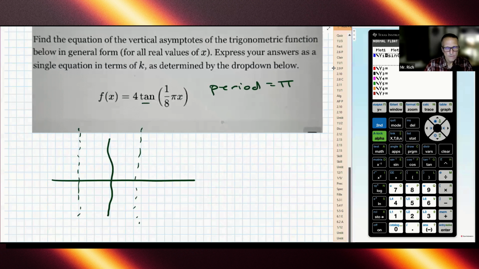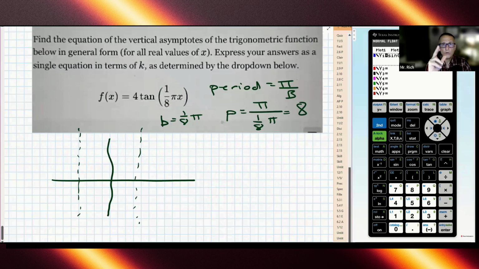The period for tangent, as you probably know from your class, is pi, not 2 pi. So if it's been transformed because you have a coefficient in front of the x, your b right here is 1 over 8 pi. That means the period is going to be pi over b for a tangent function. So the period for this equation is pi divided by this horizontal dilation factor of 1 over 8 pi. That means the period is 8, right? The pi's cancel and 1 over 1/8 is 8. So my period is 8.